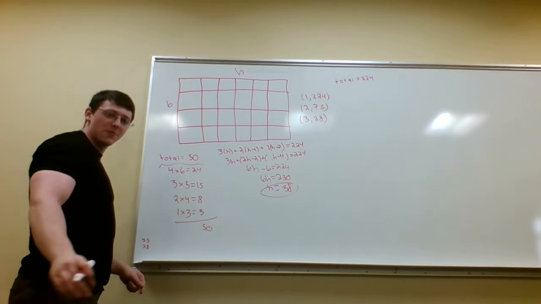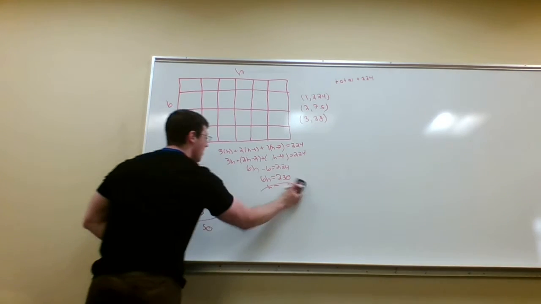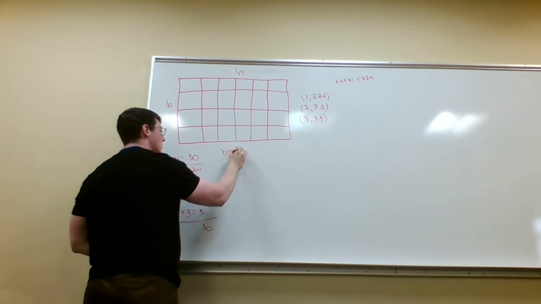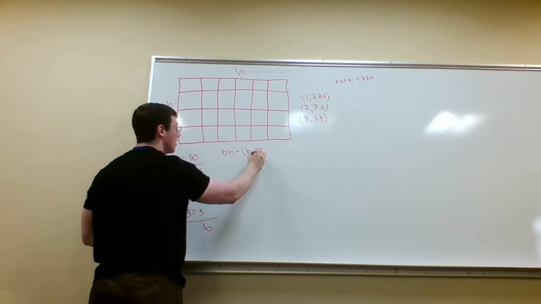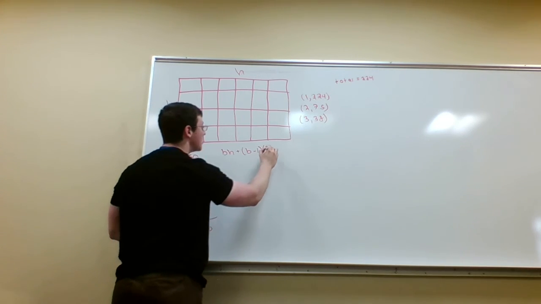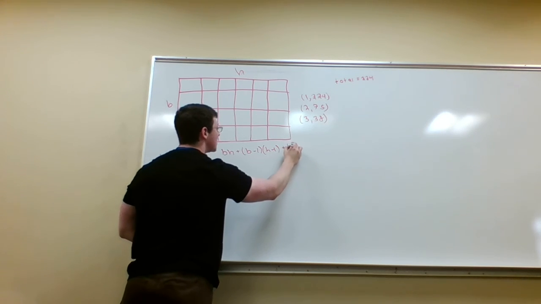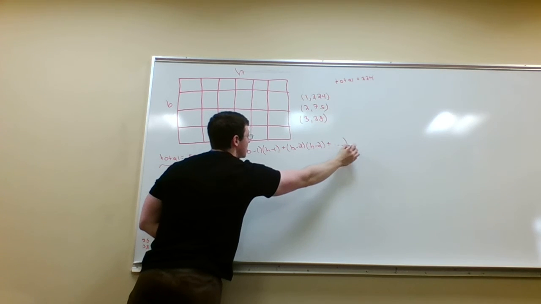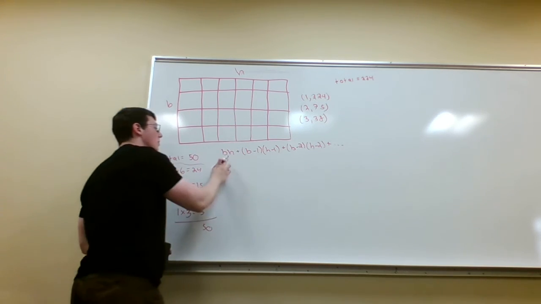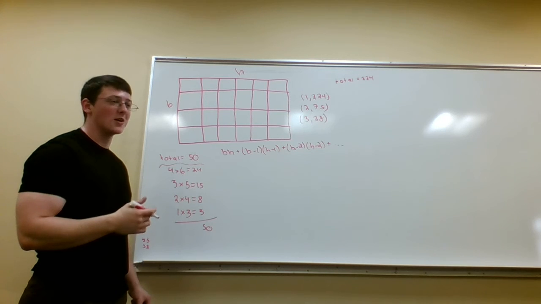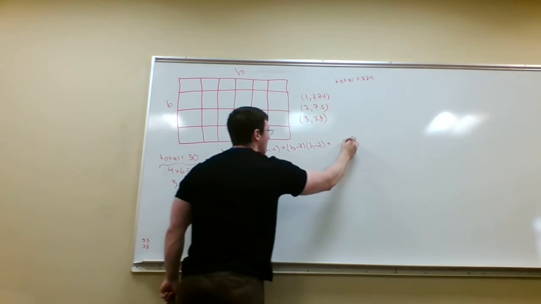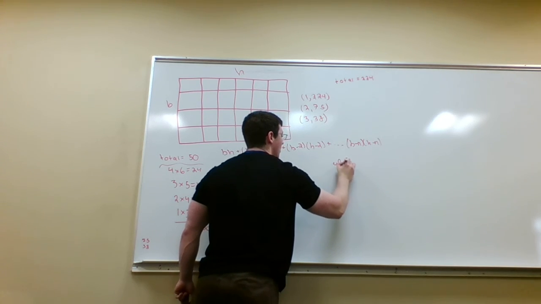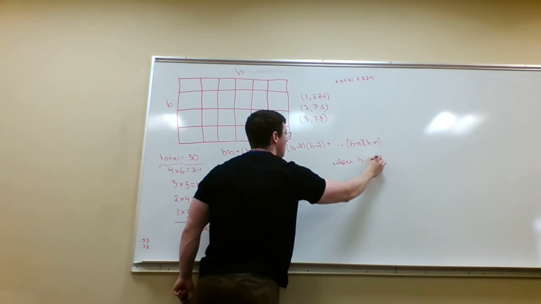I'll write the formula for doing that one more time up on the board. So it's base times the height plus the base minus 1 times the height minus 1 plus the base minus 2 times the height minus 2 and so on, up until the base minus some number n is going to be equal to 1. So b minus n, h minus n, where b minus n equals 1.